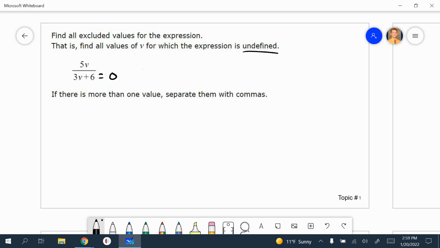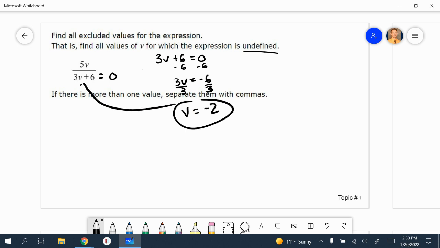So we can set it up: 3v plus 6, we can set that equal to 0. And now if we solve for v, we should be able to figure out what would make that equal 0. So if I subtract 6, 3v equals negative 6, divide by 3, we get v equals negative 2. And so therefore, if we plugged in a negative 2 for v, that would equal 0. We can't have 0 on the bottom of a fraction, so that would make it undefined. That's topic 1.